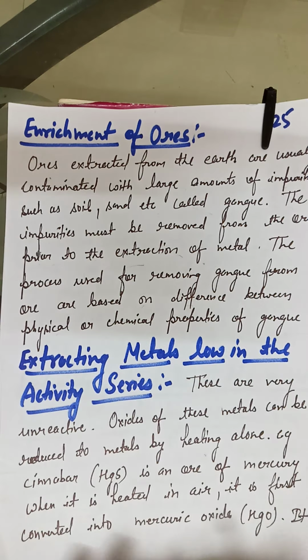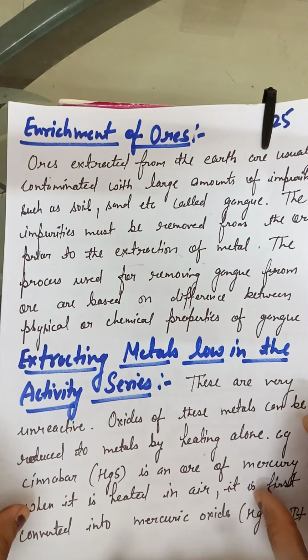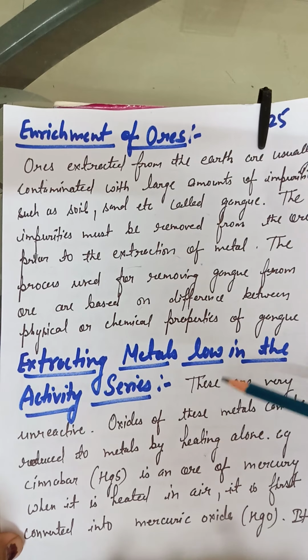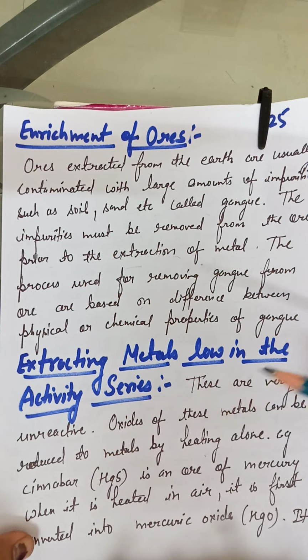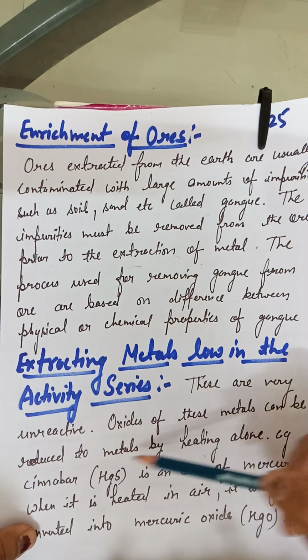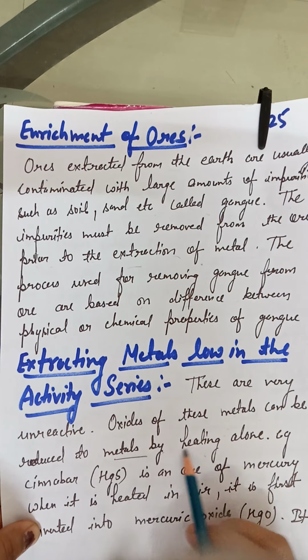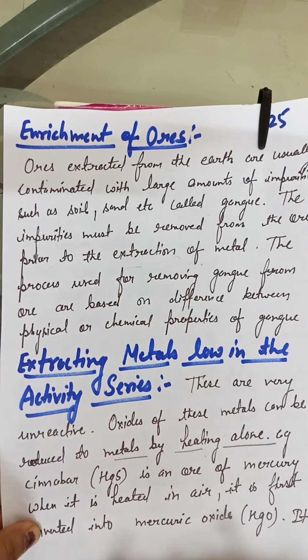Which are least reactive metals? How can we extract them from their ores? So the process is given here. These are very unreactive. Oxides of these metals can be reduced to metals by heating alone. So they can be just heated and converted into the pure metal only.